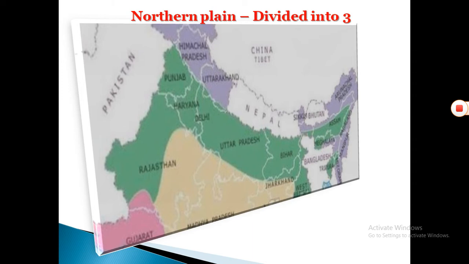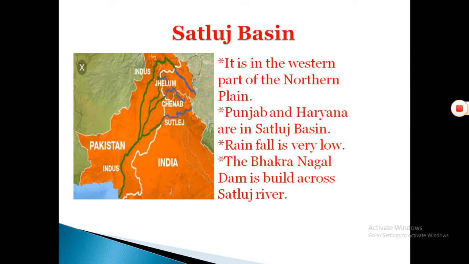Hence, the northern plain is divided into three regions. First is the Satluj Basin. The Satluj Basin is also called the Punjab Plain. It is in the western part of the northern plain. It is formed by the Satluj and its tributary Beas, which join the Indus River in Pakistan. Punjab and Haryana are in the Satluj Basin.